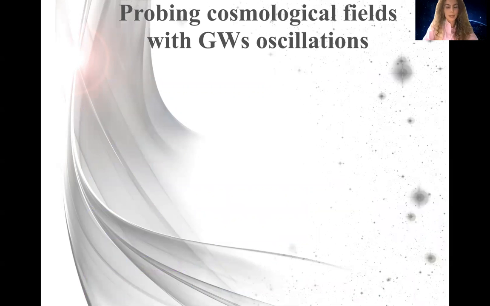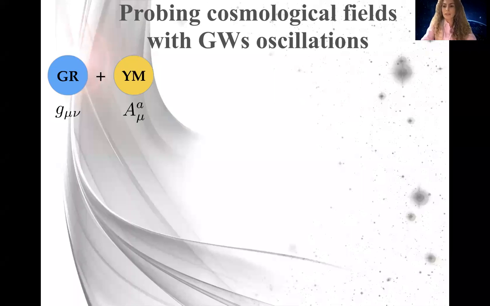So one can also probe cosmological fields with gravitational wave oscillations. Let me mention that also quickly. Just to give you an example, imagine you have general relativity together with a Yang-Mills field, some non-abelian gauge field. On top of a cosmological background, this Yang-Mills field will give rise to a second tensor field. And if you have such a second tensor field, it can then interact directly with the tensor fields coming from the g_mu_nu metric, and you can have gravitational wave oscillations.